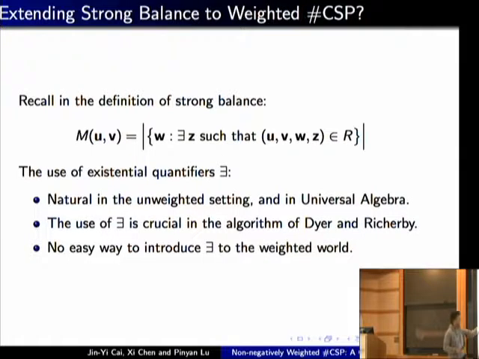But in the algorithm of Dyer and Richerby, they need the property that even if I put in existential quantifiers, the matrix I get is still guaranteed to be block rank 1. Okay? They use this property almost everywhere in the algorithm. And without these existential quantifiers, it's not clear how the algorithm can still work.